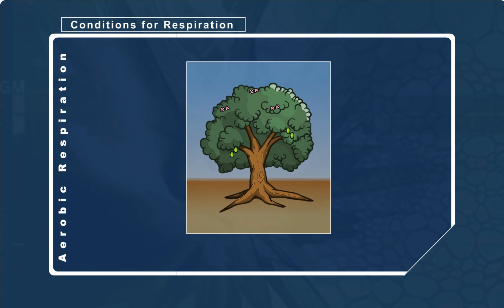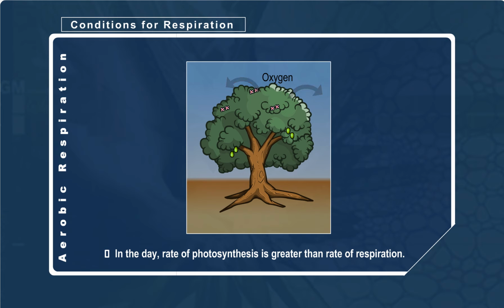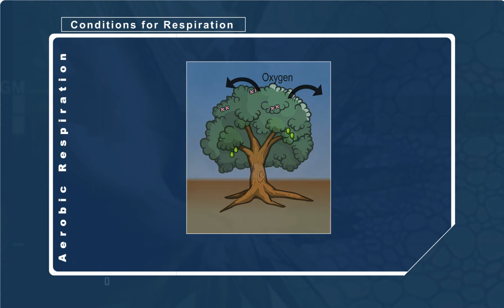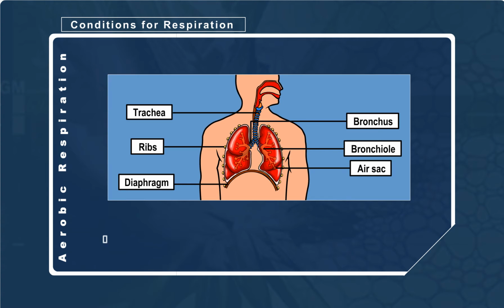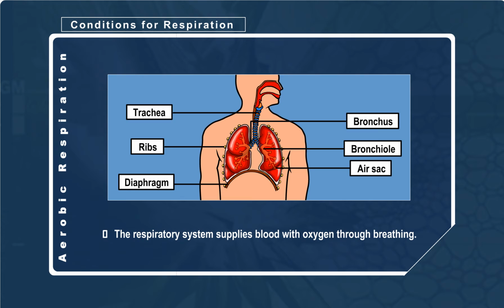Aerobic respiration occurs in every plant part. While plant parts such as flowers and leaves obtain oxygen from the air, roots get their oxygen from the soil. In the day, plants usually give off oxygen instead of carbon dioxide, as the rate of photosynthesis is greater than the rate of respiration. In a human body, the respiratory system supplies blood with oxygen through breathing.